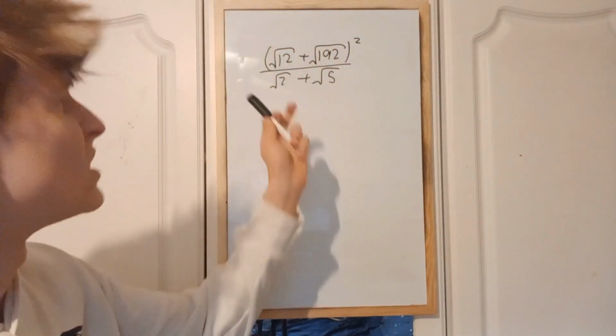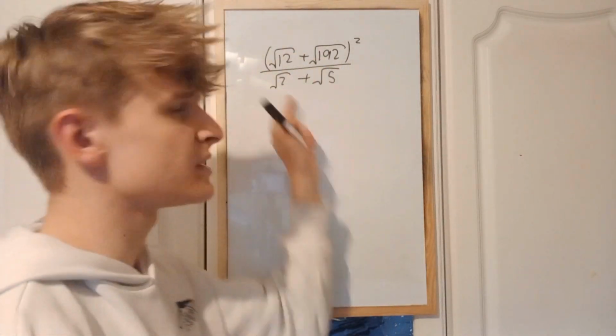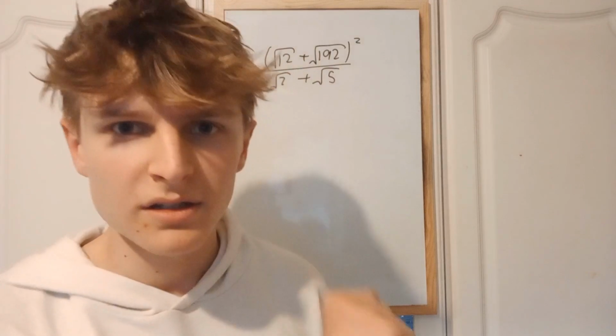Okay, let's look at this one. Now this one looks pretty terrifying, right? We've got root 192 plus root 12, all of that squared and then divided by that horrible thing on the bottom. But not to worry, let's take this step by step.